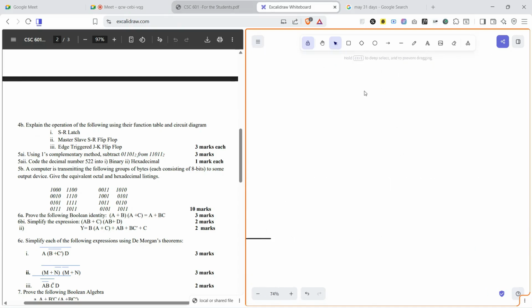So 5A is just using one's complement. So we were told to subtract 1101 base 2 from 11011. So it simply subtracts this from this, right? So in one's complement, please give me a few minutes.